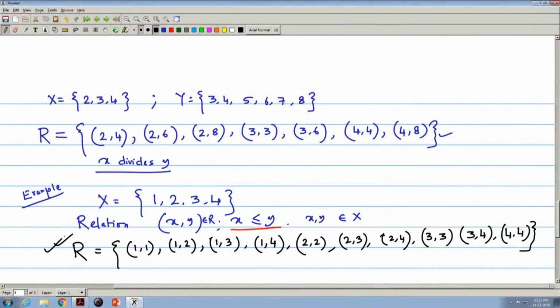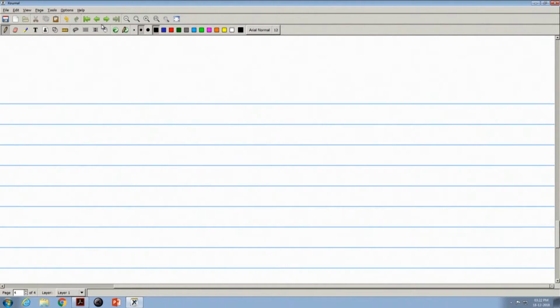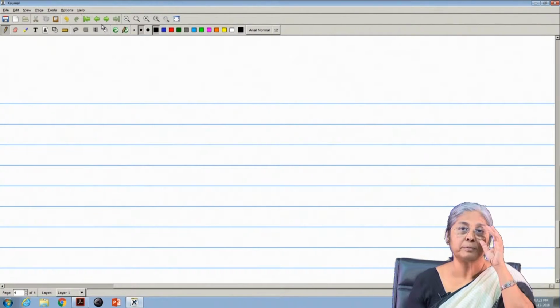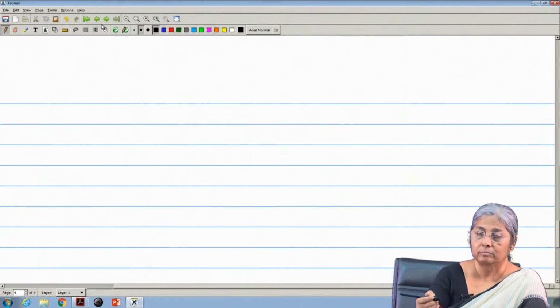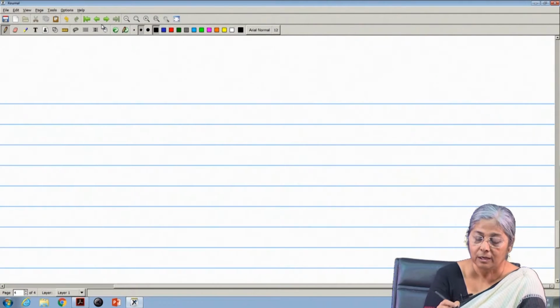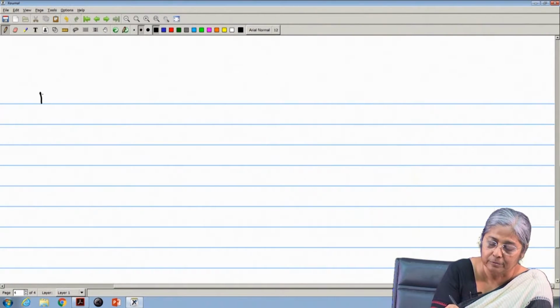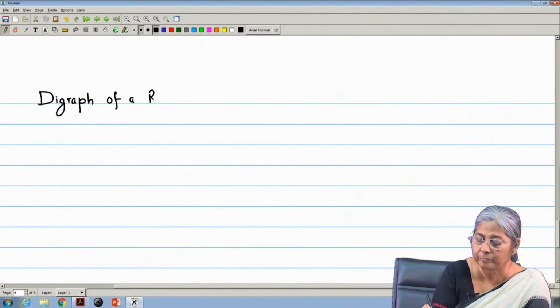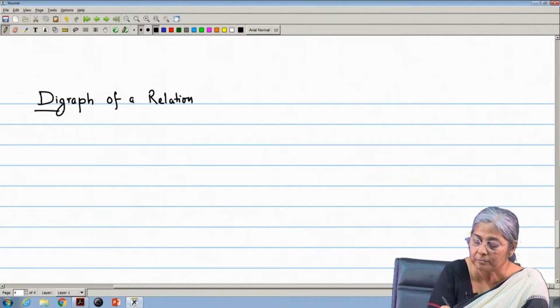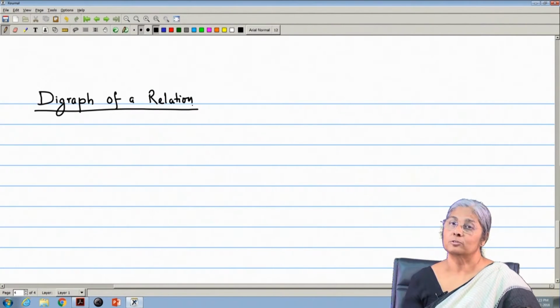Now, sometimes we denote the relation by using some figure or picture, which is a very informative way to present a relation, and it is called the digraph of a relation. Digraph is a general term, but here we are defining digraph only in the context of relation.